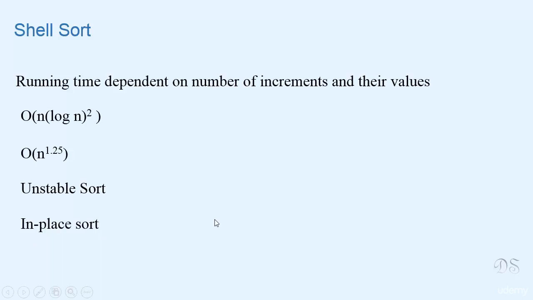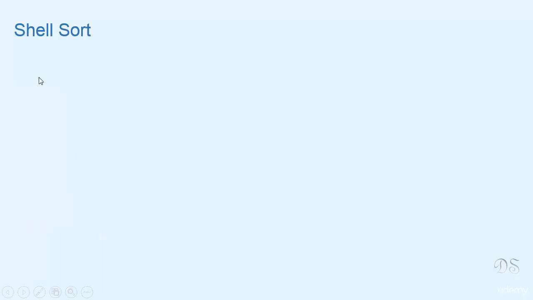This is an in-place sort, which means that space complexity is order of 1 and no extra memory is required for performing this sort. Now let's see why shell sort is an improved version of insertion sort.